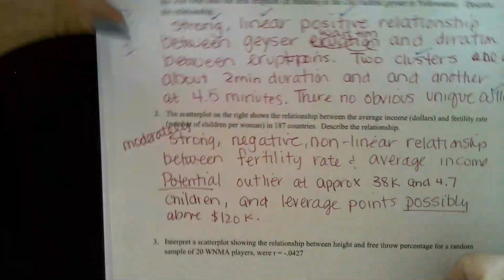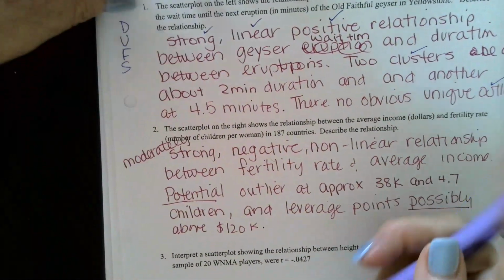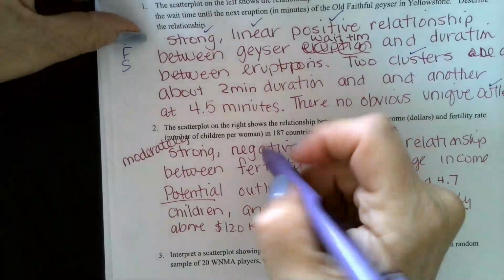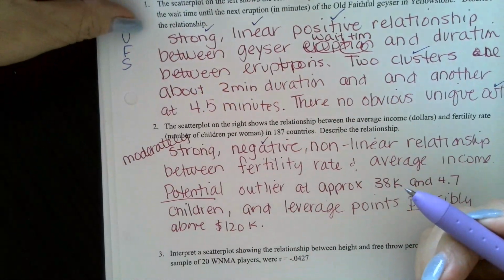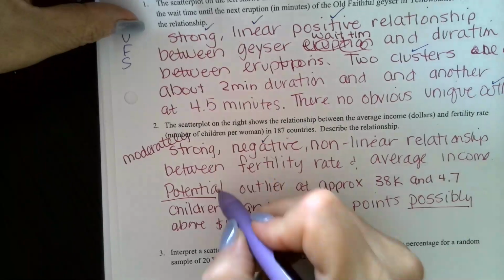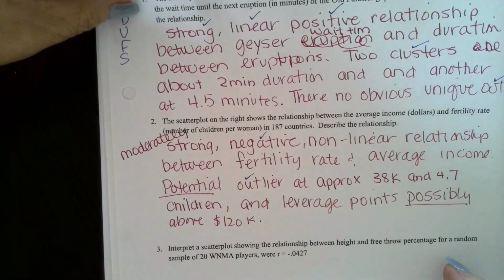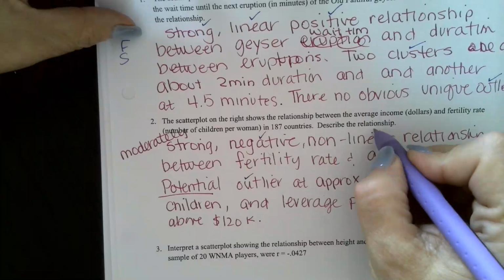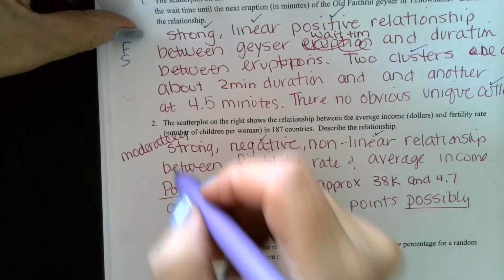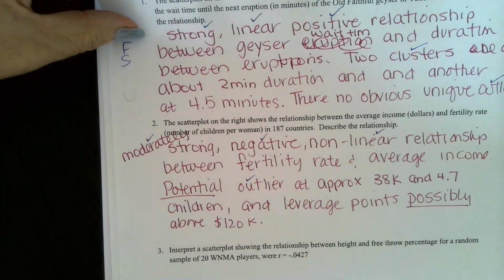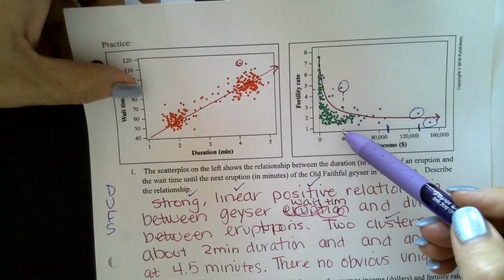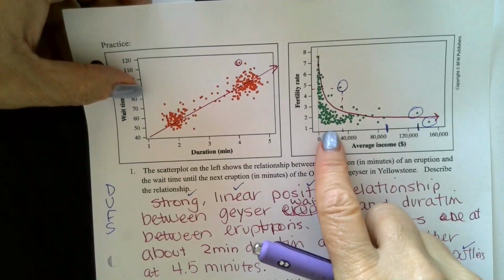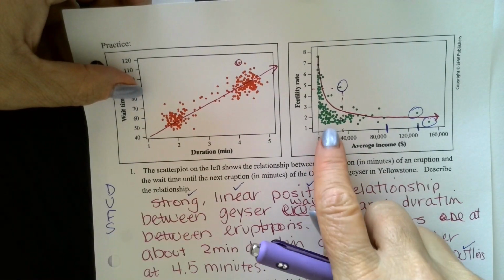All right, so let's look at this. So direction, I have my direction. My direction is negative. Unusual outliers, I say right here we have a potential outlier. My form, which is nonlinear, and my strength, which is moderately strong. Okay, now because we don't have all of these data points, I can't run the calculator to get my correlation constant. I can't do that yet.